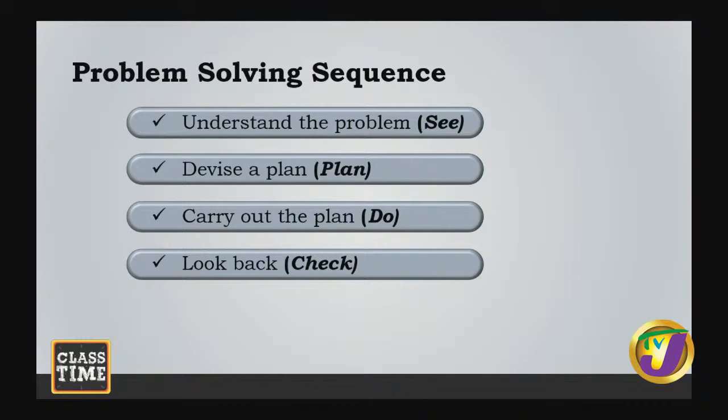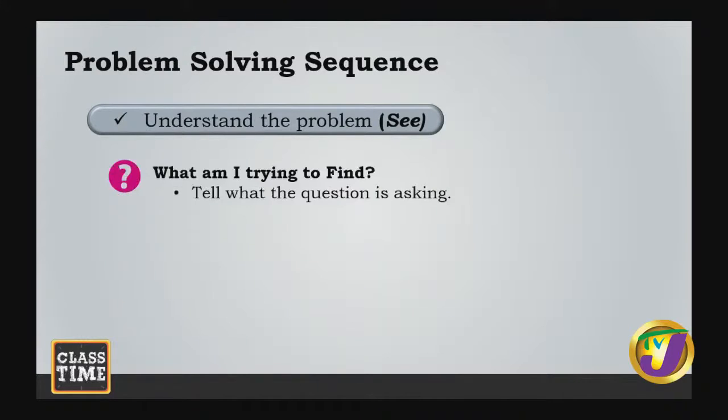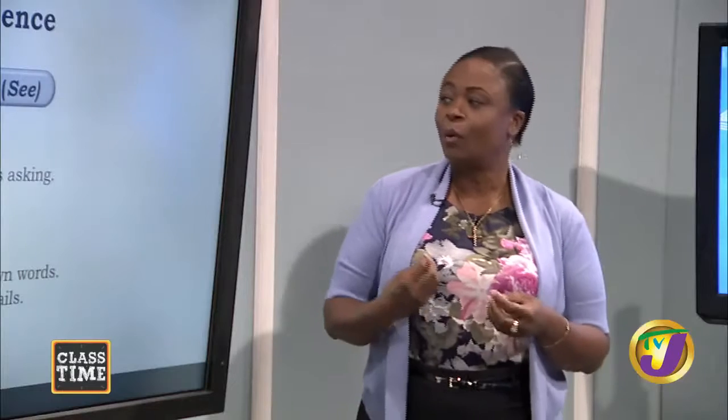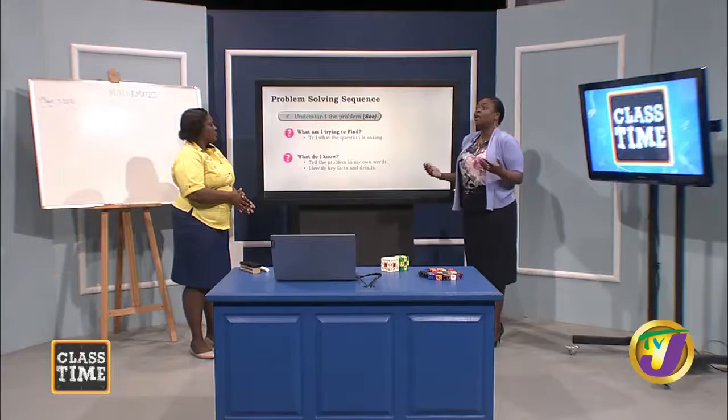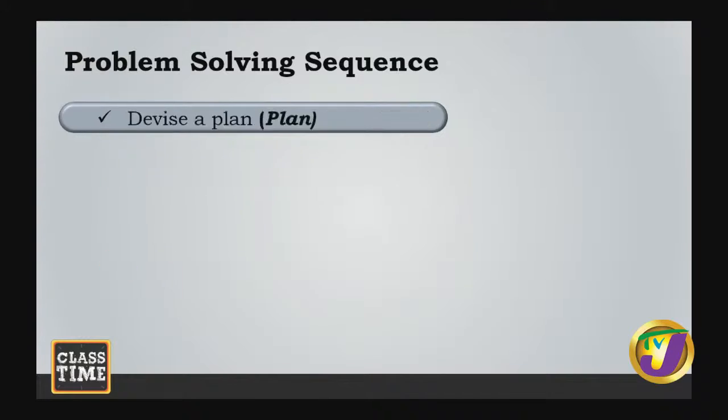So just to recap, when we say in the problem solving sequence, understand the problem, we're basically asking some questions. What am I trying to find? And in that, we tell what the question is asking. What do I know? Because you have to understand to be able to solve. So by reading and interpreting the question based on what you would have read, what do I know? Identify key facts and details.